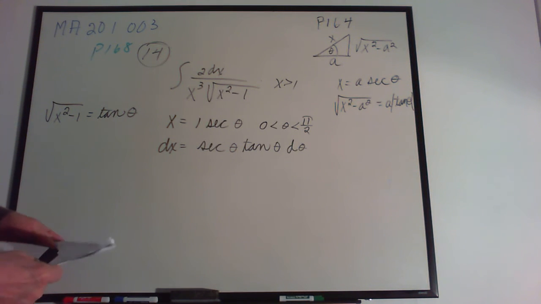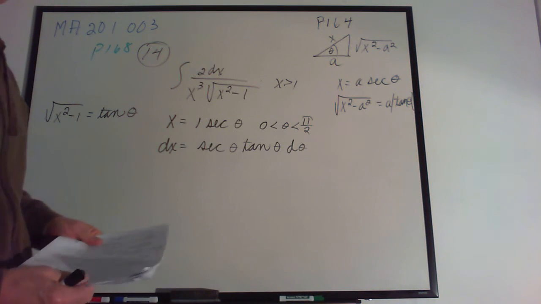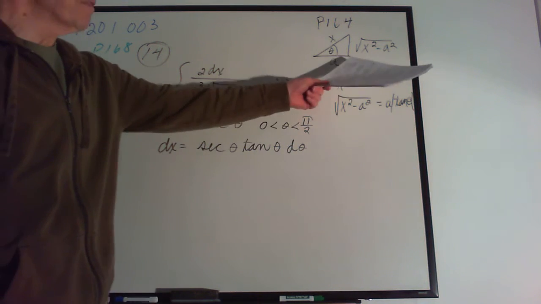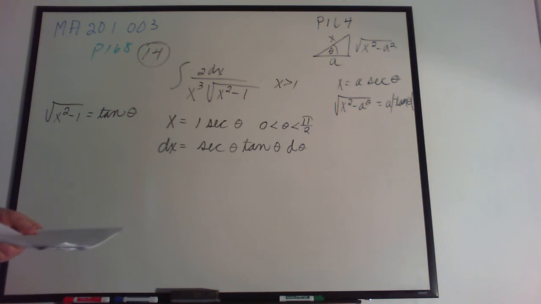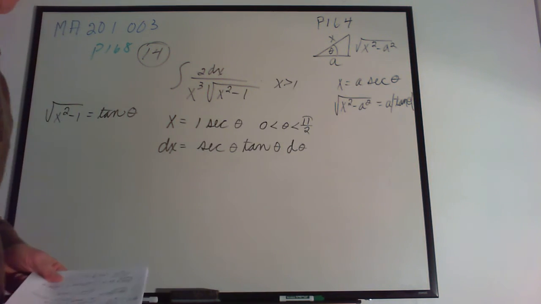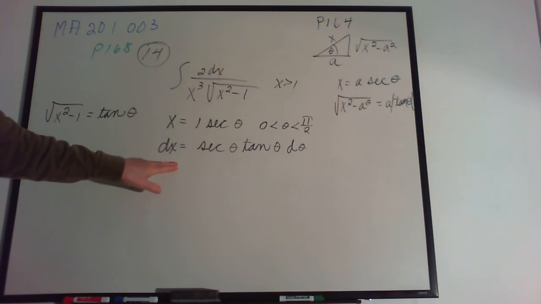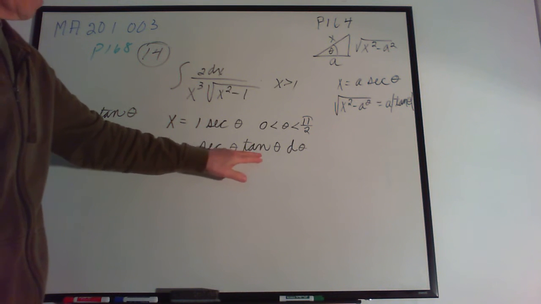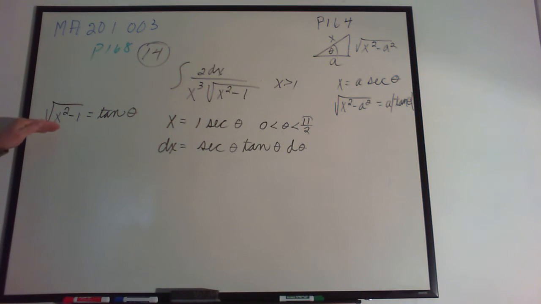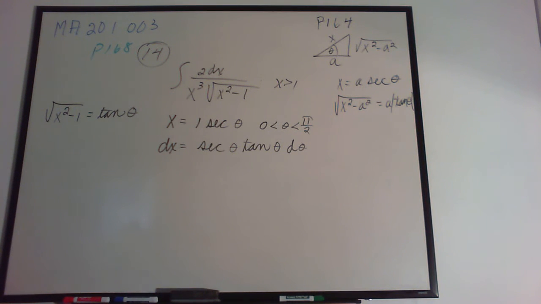All right, for this problem, a is going to be 1. x is designated as the hypotenuse. The side opposite is the square root of x squared minus a squared, Pythagorean theorem. x will equal a times the secant of theta. a is 1, secant of theta. dx is going to equal secant of theta times tangent of theta d theta. And the square root of x squared minus 1 will equal the tangent of theta. So again, pause the video, see if you can plug it in to its appropriate place.